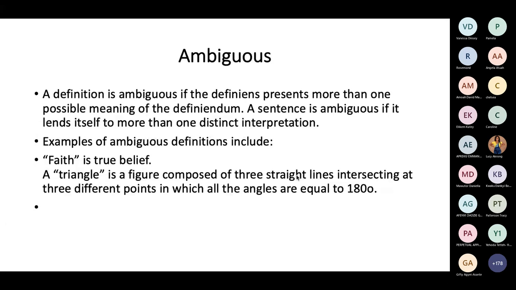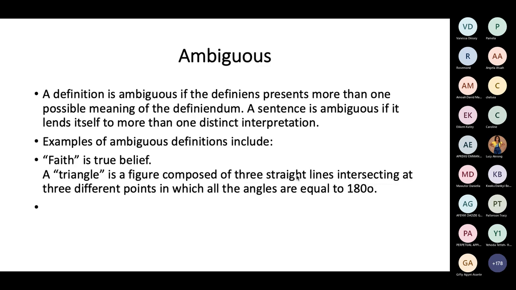a definition is vague if it does not specify a particular class of things the definiendum refers to. But in this case, a definition is ambiguous if it presents more than one possible meaning. So you can see the difference between ambiguous and vague. Vague means that there is no particular class of items you are referring to, but ambiguous means that you could be clear what you are referring to, but you are referring to two conflicting things. That is, the sentence presents itself to various interpretations.